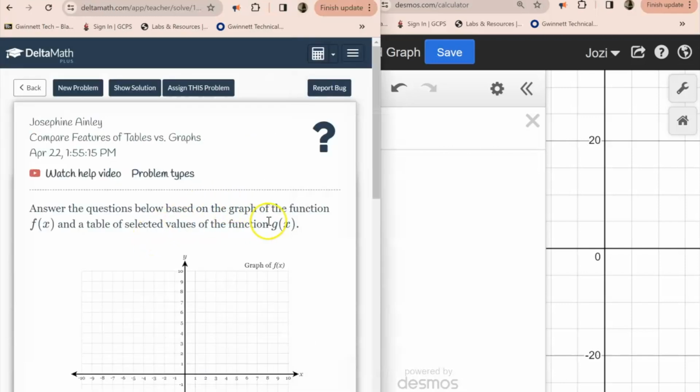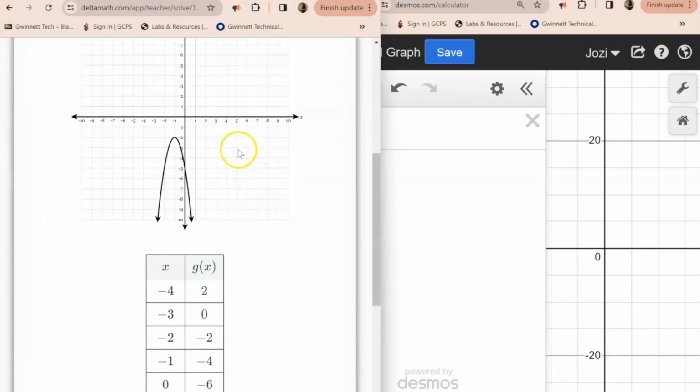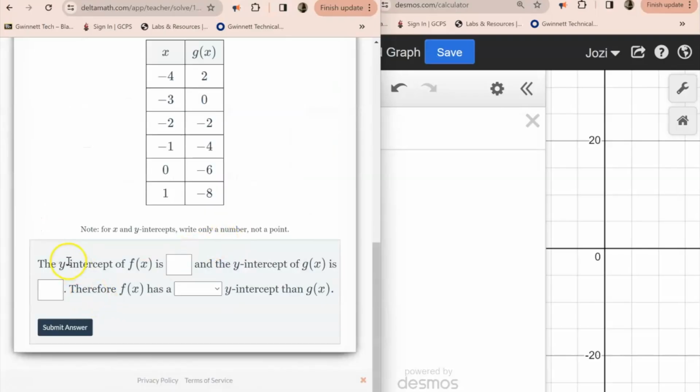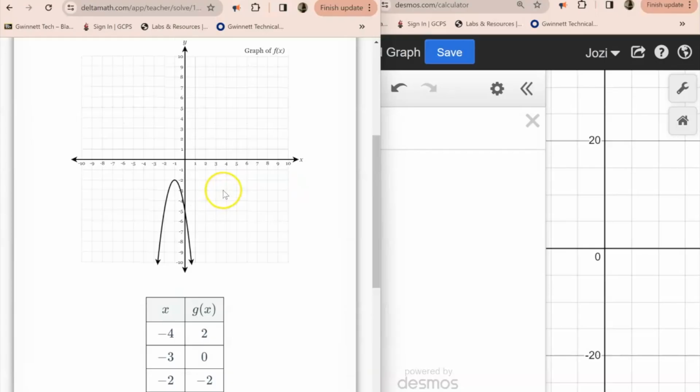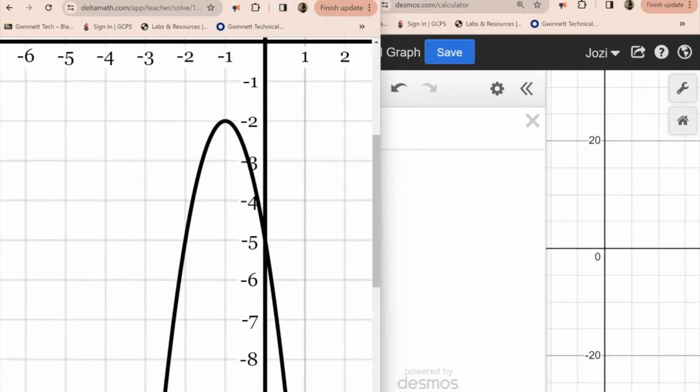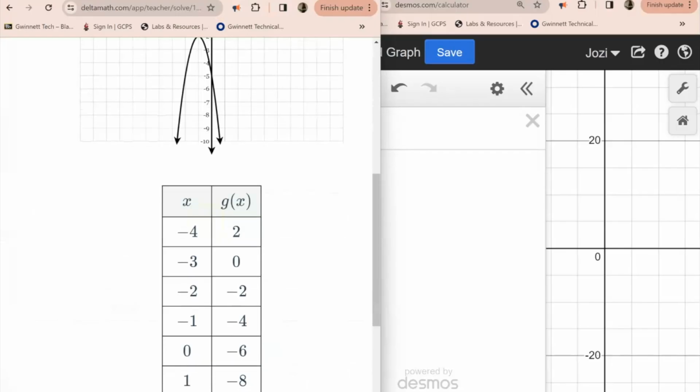So answer the questions based on the graph of the function f of x and the table of g of x. So here are my two functions. And the question is, what is happening in the y-intercepts? All right, so again, there's just no way of knowing what question they can ask you. If it's a graph, you can easily see what's the y-intercept here, -5. Okay, what's the y-intercept from a table?